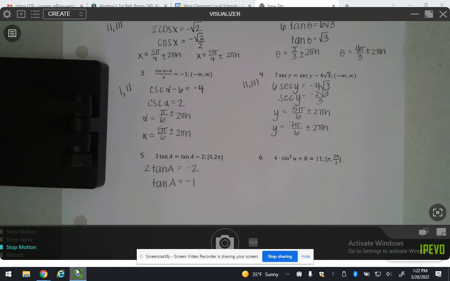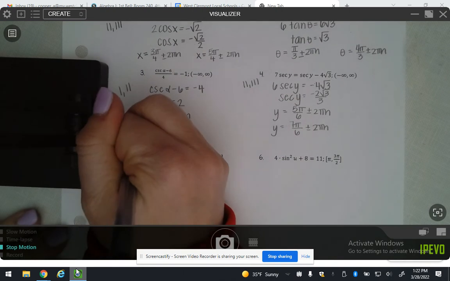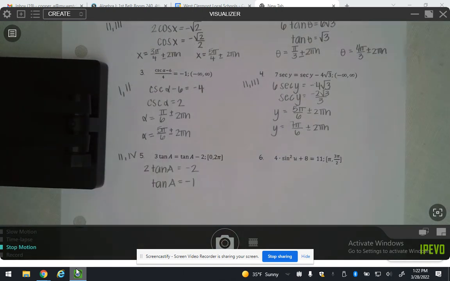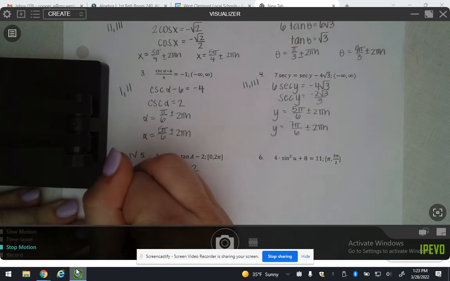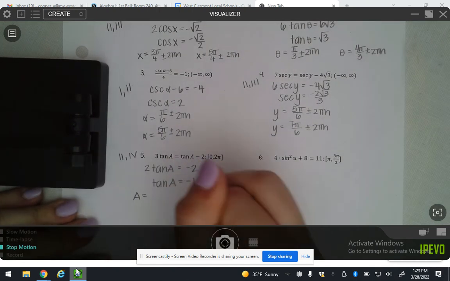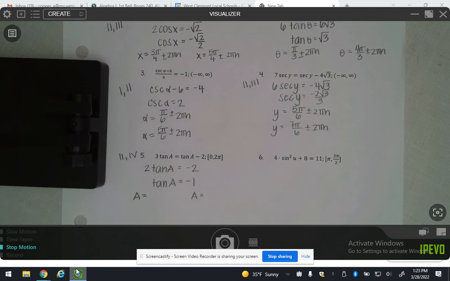Okay. What 2 quadrants is tangent negative in? 2 and 4. 2 and 4. When does tangent equal 1? That's pi over 4. So you're going to have 2 values. A equals and A equals. So tangent is 1 at pi over 4.